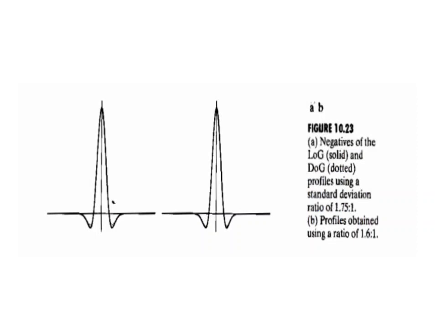The profiles in figures A and B were generated with the standard deviation ratios of 1:1.75 and 1:1.6 respectively. The LoG profiles are shown as a solid line while the DoG profiles are dotted. The curves shown are intensity profiles through the center of the LoG and DoG arrays generated by sampling the equations we have already discussed. The amplitude of all the curves at the origin was normalized to 1. Figure B shows the ratio 1:1.6 yielded a closer approximation between the LoG and DoG functions.